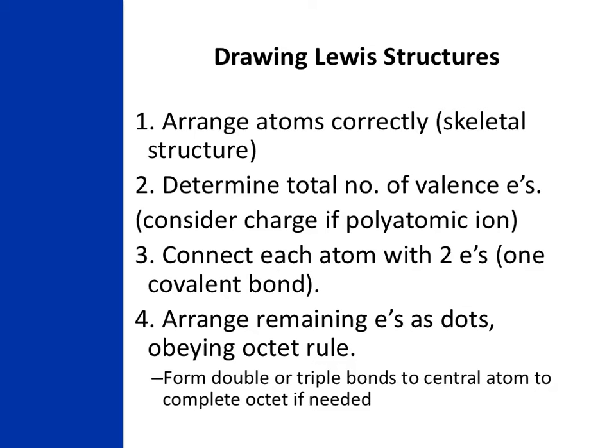And then as you work through that total number of valence electrons, once you've got a single bond between each one of the atoms, you go back and look at those atoms and figure out which ones typically have 2 bonds, which ones typically have single bonds, double bonds, triple bonds, and arrange the remaining electrons around those atoms such that the octet rule is followed.